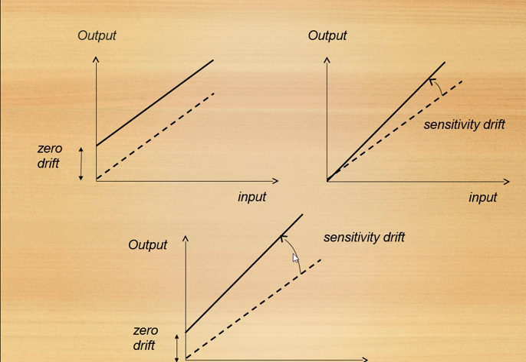Now there is another type of drift, which is a combination of this zero drift and sensitivity drift, also called a zonal drift. If you see this graph, this is the zonal drift graph, we can say.